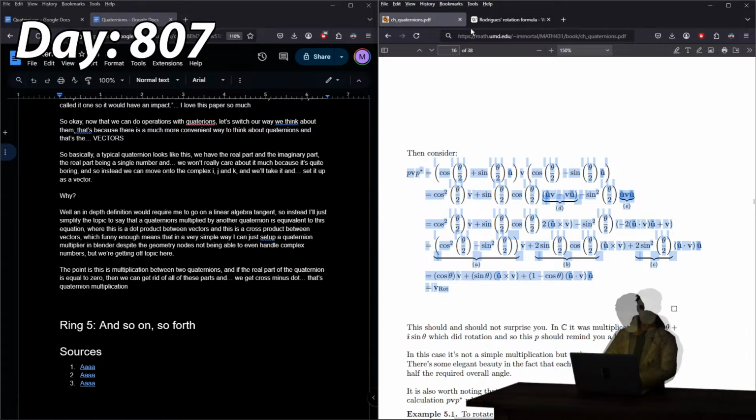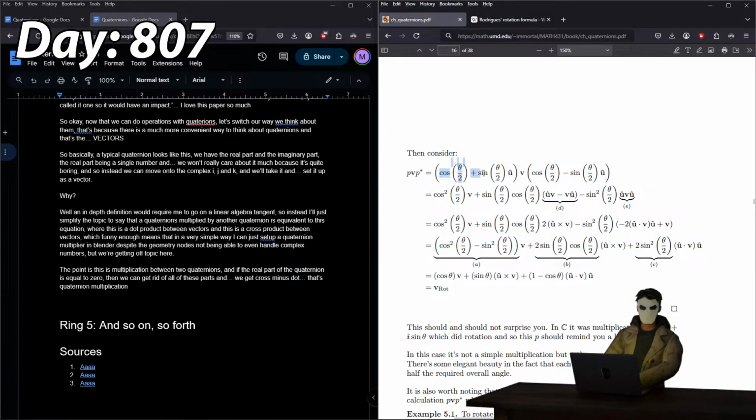Okay, P is defined as cos(theta/2) plus sin(theta/2)u. That's the P. Inverse P is the same thing except with a minus. That's because right here we have the complex conjugate, so we just flip the complex bit. Simple as it could be.